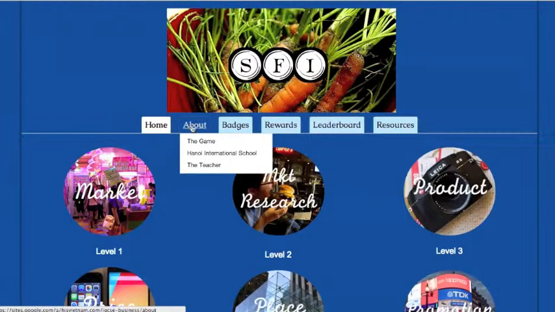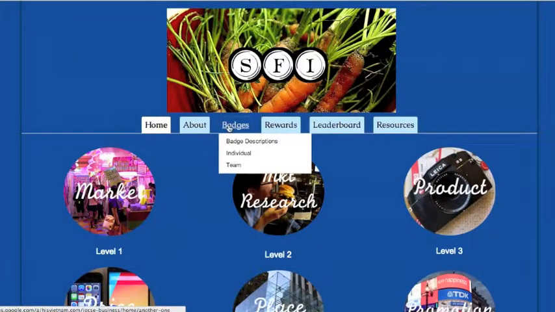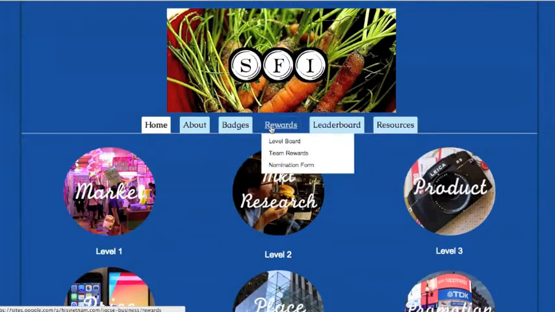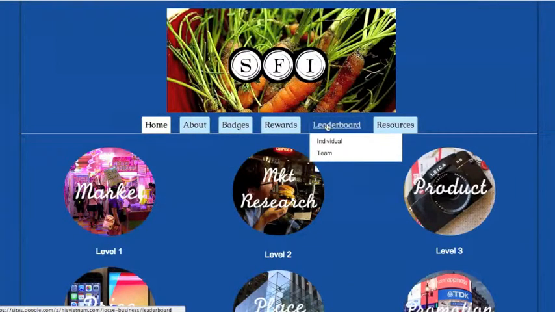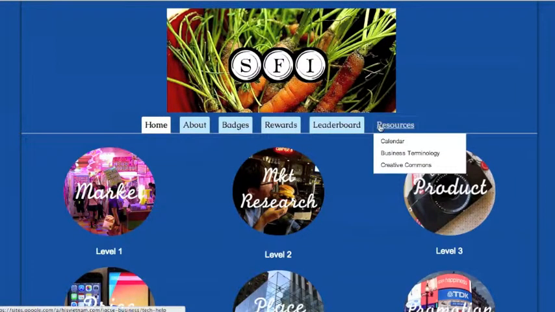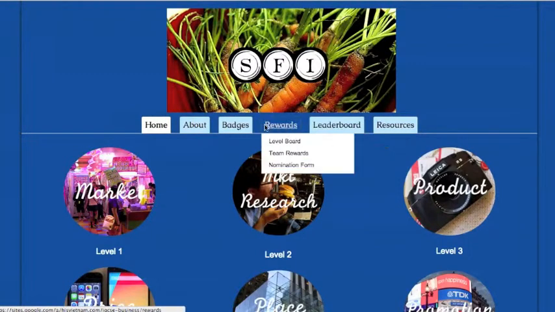For the unit, I used a lot of different Google products, and right here is the Google Site that I created. This is the first time I had used Google Sites, and it was a bit tricky at first, but once I figured it out, it became relatively user-friendly.